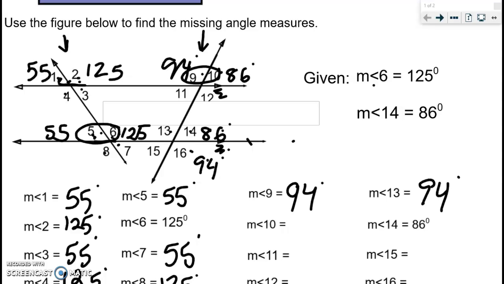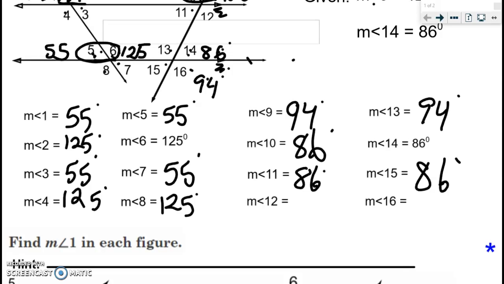10 is a linear pair with this one, or it's corresponding with 14, so it's 86. 11 is verticals with 10. 15 is verticals with 14. 12 is corresponding with 16. And 16 is a linear pair with 14.